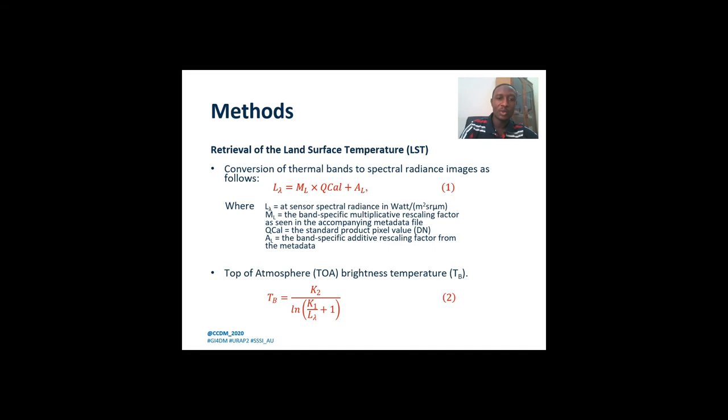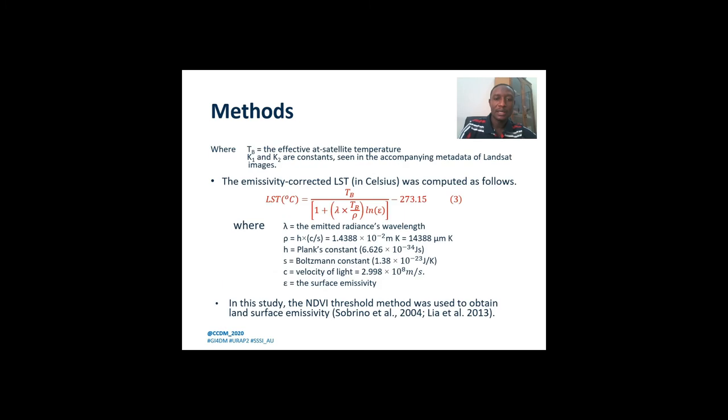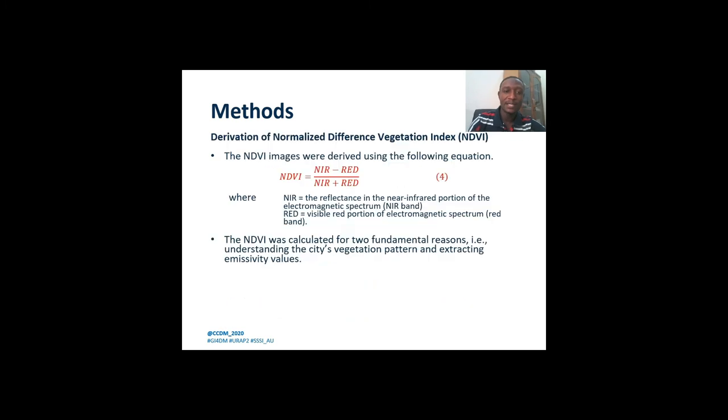Next, the land surface temperature was retrieved using this formula, and after that, the top of atmosphere brightness temperature was also retrieved using the spectral radiance which was created earlier on. After this, the normalized difference vegetation index was used to estimate the proportion of vegetation and the surface emissivity, which were further used to calculate the land surface temperature using this formula. In this study, the threshold method was used to obtain the land surface emissivity. This formula was used to derive the NDVI used in this study. Two reasons why the NDVI was calculated were for understanding the city's vegetation pattern, and secondly to extract the emissivity value.